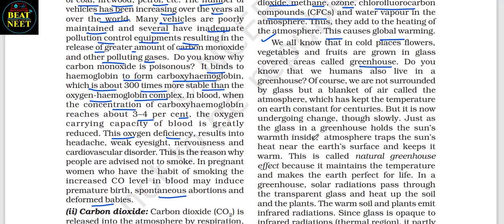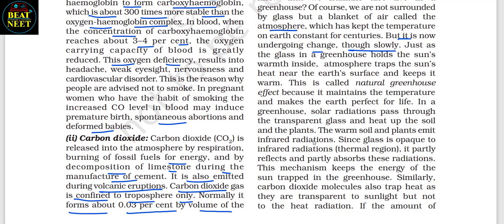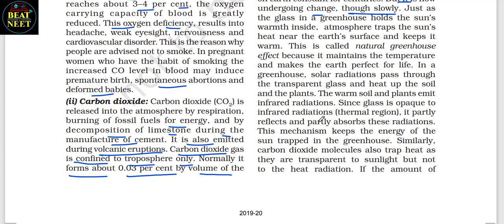We all know that in cold places, flowers, vegetables, and fruits are grown in glass-covered areas called greenhouses. Do you know that we humans also live in a greenhouse? Of course, we are not surrounded by glass but by a blanket of air called the atmosphere, which has kept the temperature on Earth constant for centuries. But it is now undergoing change, though slowly. Just as the glass in a greenhouse holds the sun's warmth inside, the atmosphere traps the sun's heat near the Earth's surface and keeps it warm. This is called the natural greenhouse effect because it maintains the temperature and makes the Earth perfect for life.